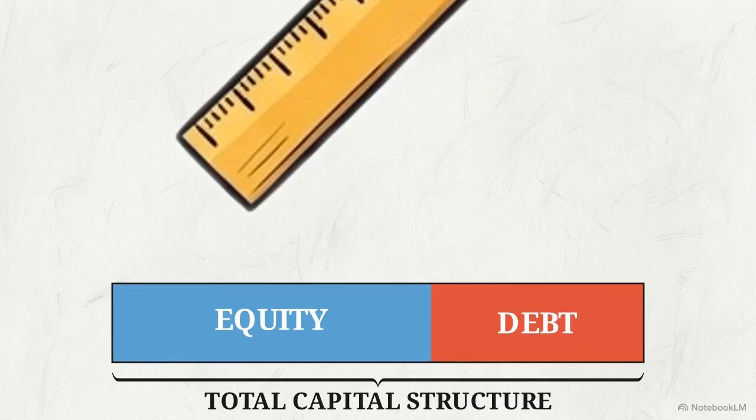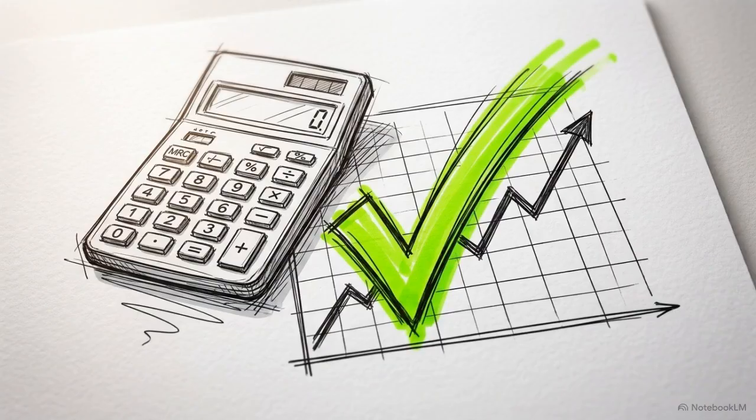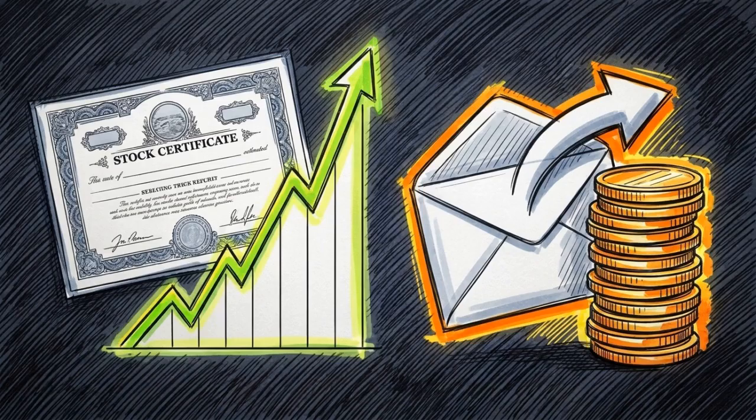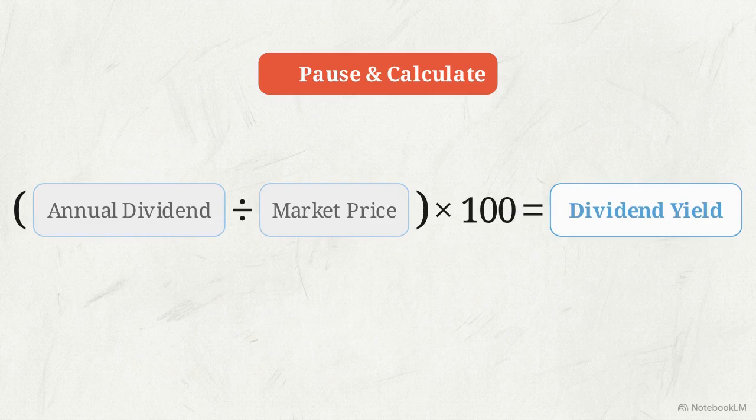Our fourth and final pillar is shareholder return. After all the profits are calculated and the efficiency is measured, we need to know how much actual cash is delivered straight into the investor's pocket every year. Let's test this with Alpha Corp's final variables. The current stock price is 500 rupees, and the company pays out an annual dividend of 10 rupees per share. Pause the video right now and calculate the dividend yield.